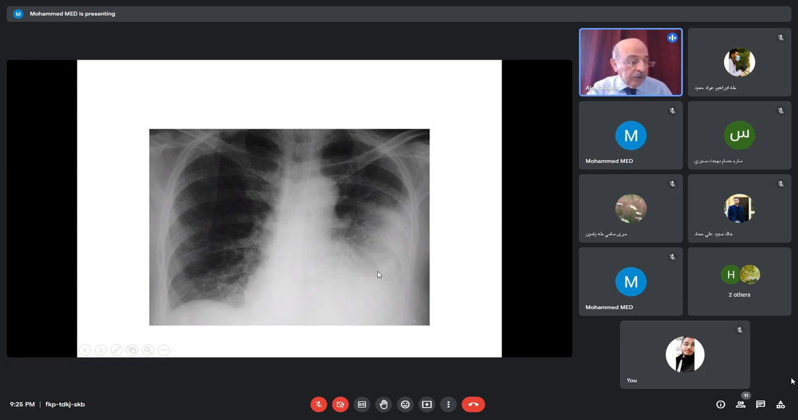And here you may ask the question, why is it absent? Because we said earlier, sounds are transmitted better by a fluid, and this is a fluid, yes. But the fluid here is not in the lung itself. It's in the pleural space between the parietal pleura and the visceral pleura, and the lung and the bronchi will be shifted a little to the other side.